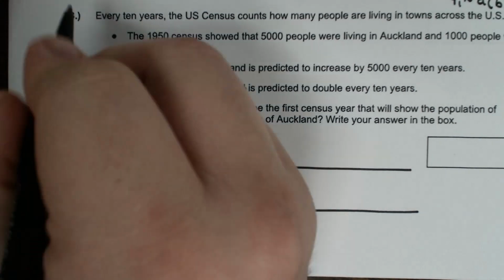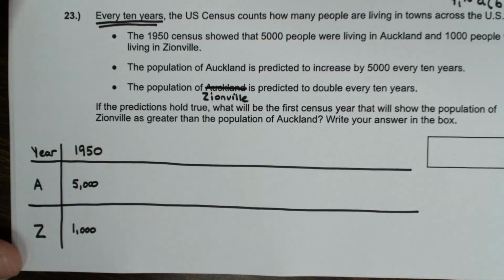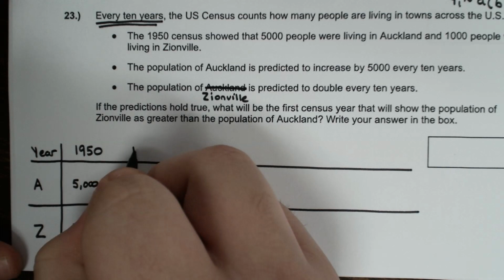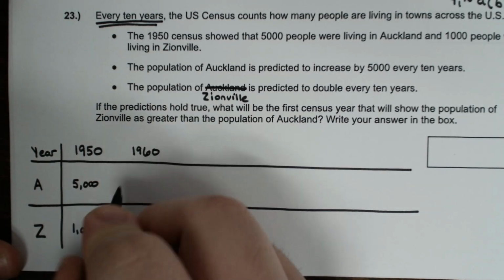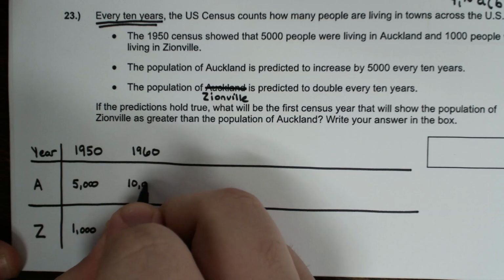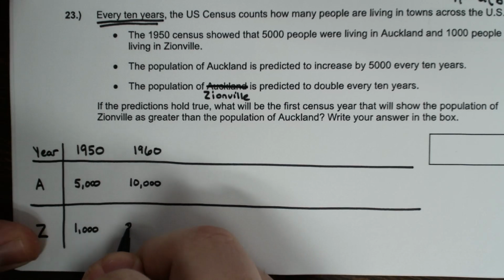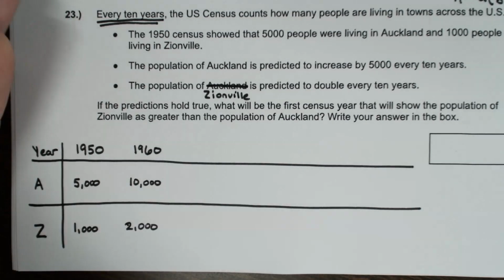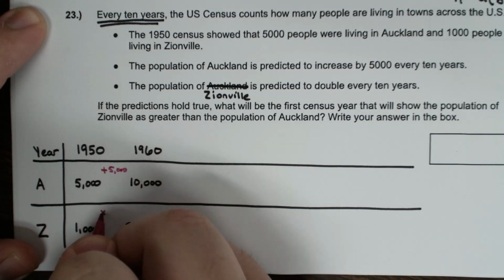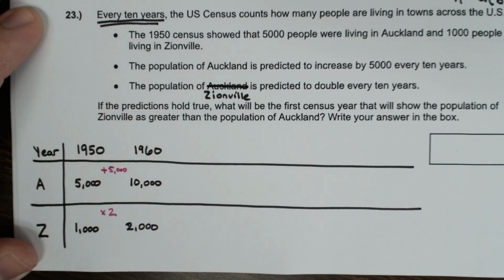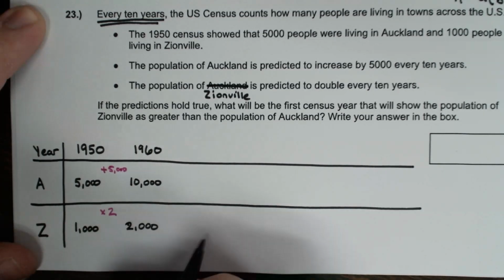It tells you a census happens every 10 years. So the next census after 1950 was 1960. In which case the population of Auckland would have increased by 5,000, so now we have 10,000. And the population of Zionville would have doubled, so we have 2,000. And then we'll keep adding 5,000 to Auckland and doubling Zionville until we see that Zionville has more people.